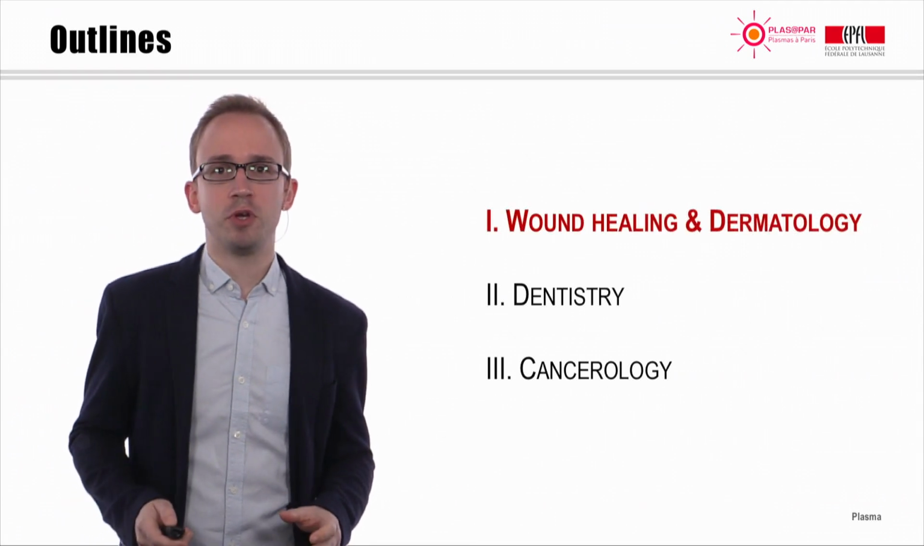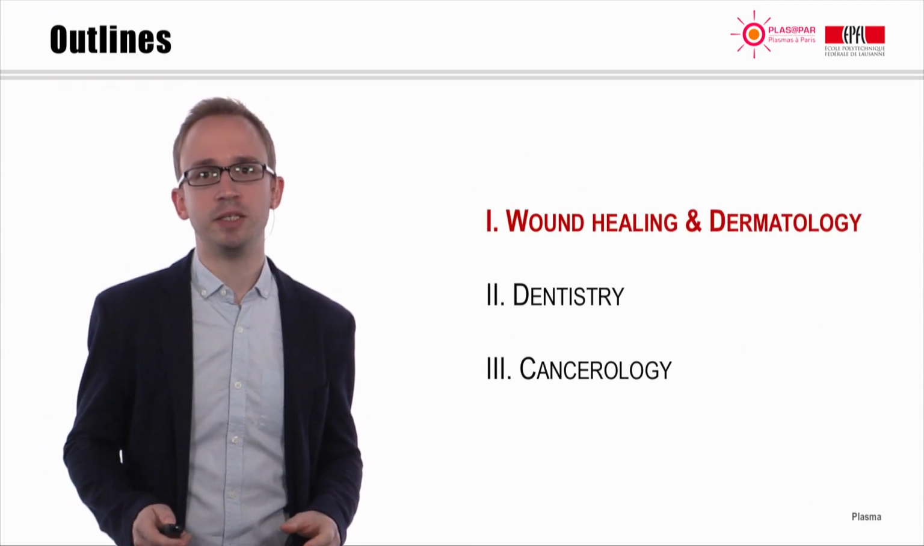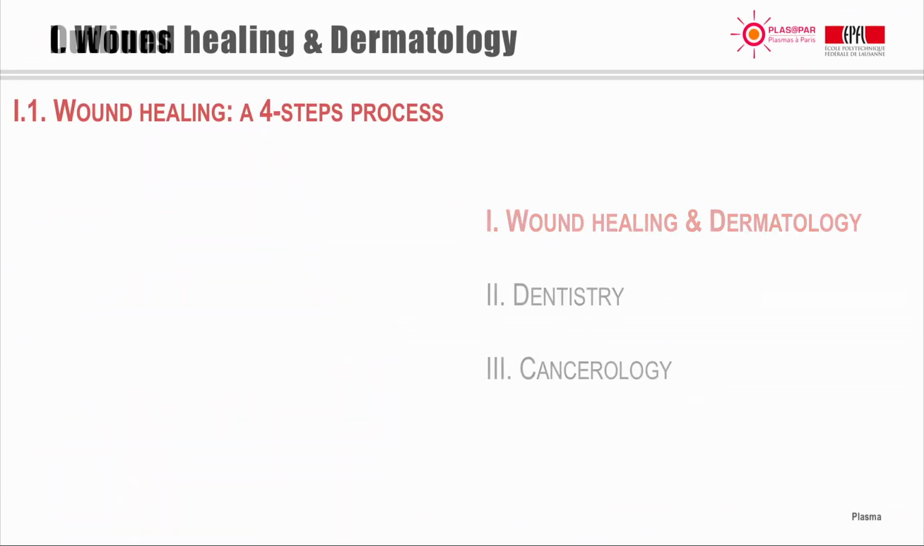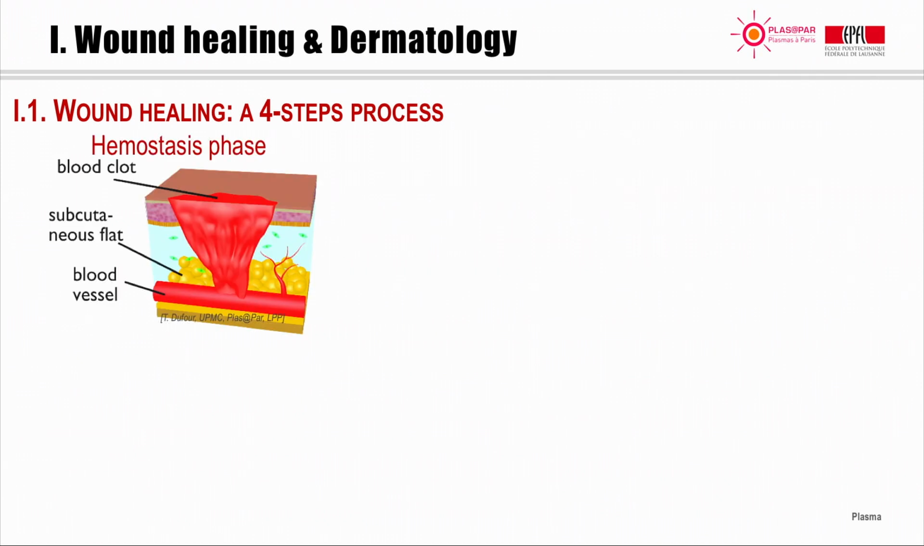Let's start first with the wound healing and dermatological applications. Wound healing can be roughly considered as a 4-step process. The hemostasis is the first phase. Here, the objective is to stop the bleeding. A fibrin mesh is produced by thrombin to reinforce the platelet clumps into a stable clot.